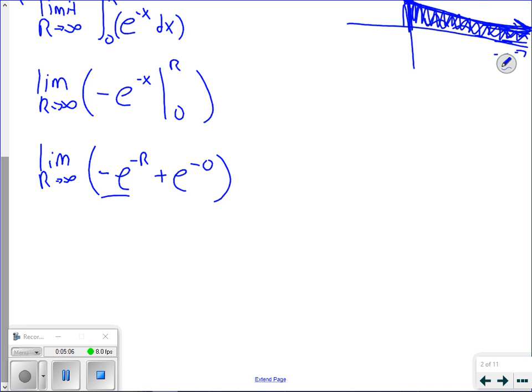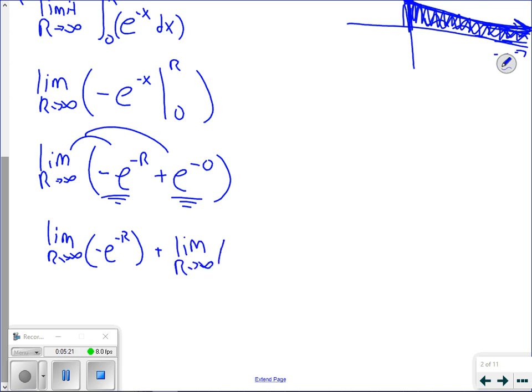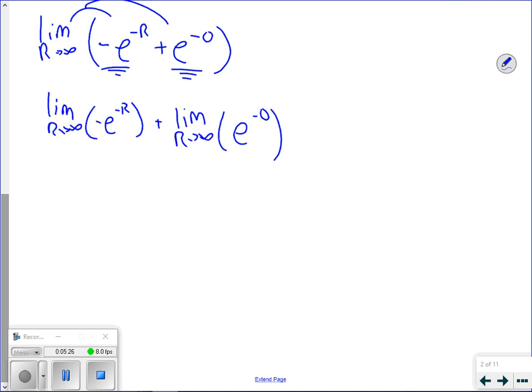So we're going to take the limits of each of these pieces, and you can distribute the limit if you really want to, and we can write it out so you can clearly see what we're doing. So negative e to the negative r plus e to the negative 0. Okay, go ahead and just look at the right side first. This is e to the negative 0. It's just a number. There's no r involved in there. E to the 0, or anything to the 0, is always 1, so that's just 1.